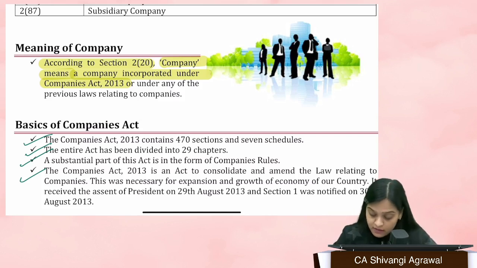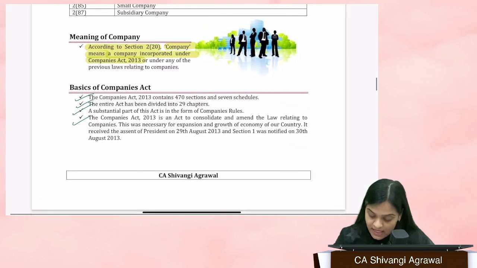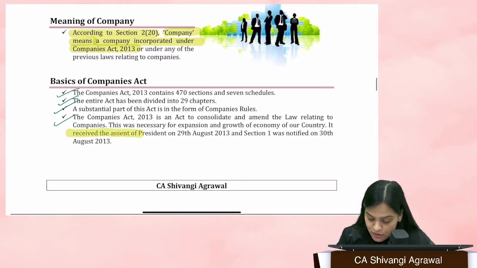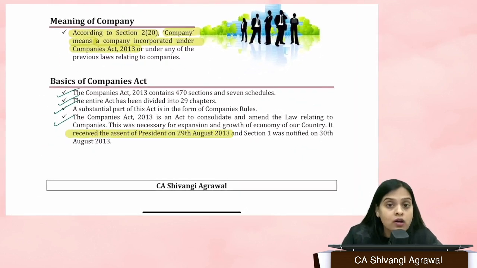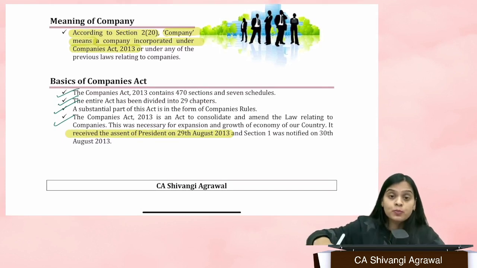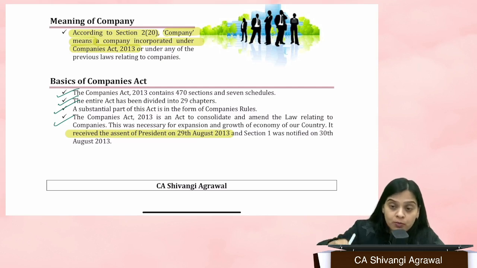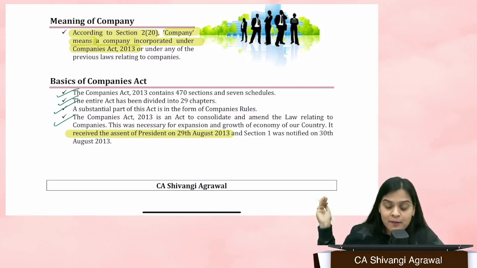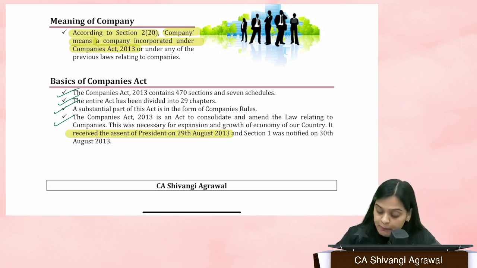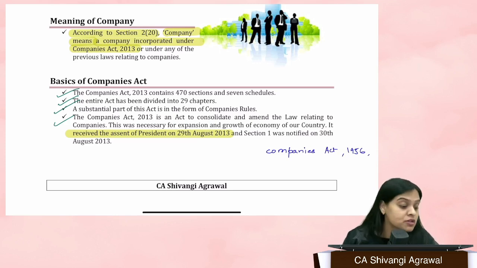We very well and clearly know that Companies Act 2013 got the assent of the President on 29th August 2013. So it came into picture in the year 2013. What about the companies which were incorporated or existed before this? They were registered under the previous company law. What is previous company law? Companies Act 1956 was one of the most important previous company laws.